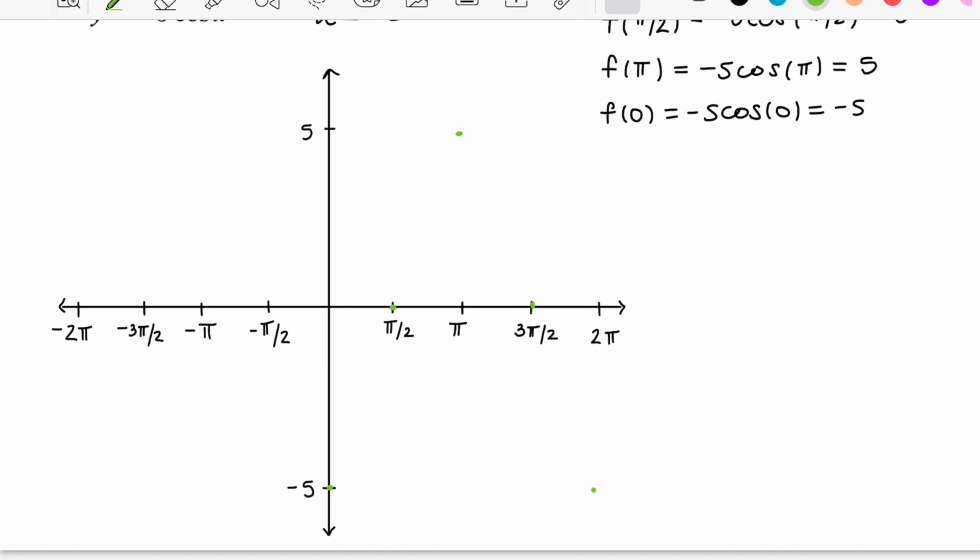Minus pi over 2 is going to give 0. Minus pi will give us positive 5. Minus 3 pi over 2 gives us 0. And minus 2 pi gives us negative 5. Then connecting our curves here, we'll get something like this.